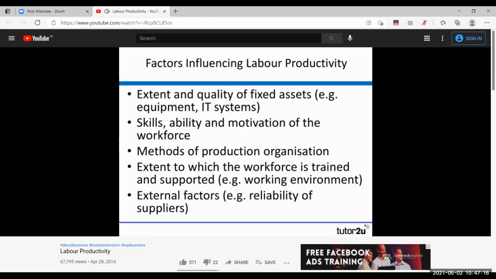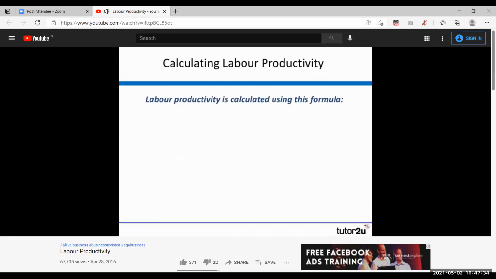And let's have a look at one more. Let's have a look at the top one there, the extent and quality of fixed assets. Labour will often be more productive if the business has invested significantly in the latest machinery or facilities that enable employees to be much more productive at work. IT systems, I guess, being perhaps one of the very best examples of that.